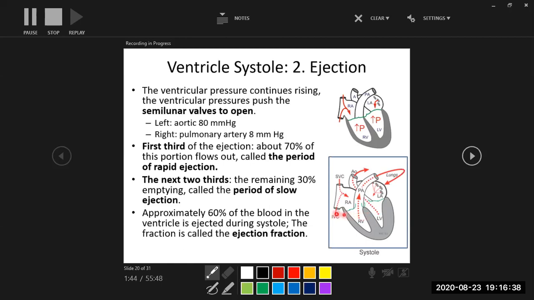So that ejection fraction is about 60%. That portion to be ejected out, that percentage, is called the ejection fraction. So that's the ejection, and then the contraction will end. That's the end of the systole.